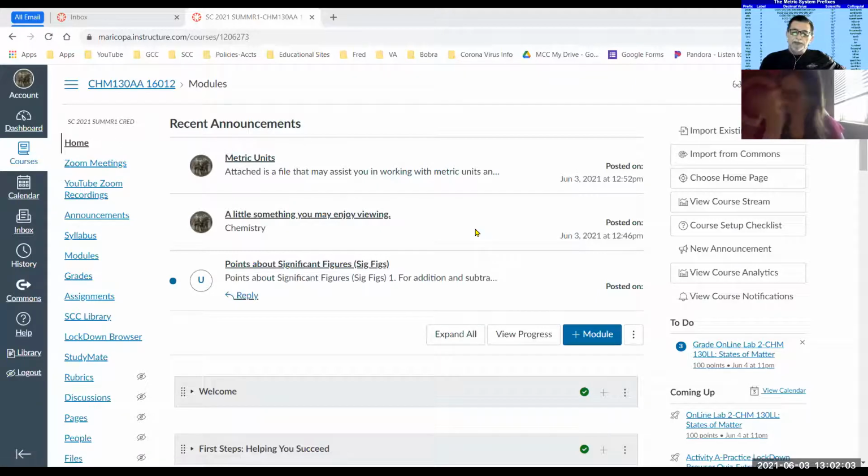The other announcement I sent was a file which deals with metric units, because next chapter we'll be talking about converting units from English to metric units. One of the challenges that people have are things like millimeters, liters, centimeters, decimeters, and I try to put it all out in the table, and you can see the relationship between mass and volume and length with respect to the metric units. Okay, so take some time and view those when you get a chance.